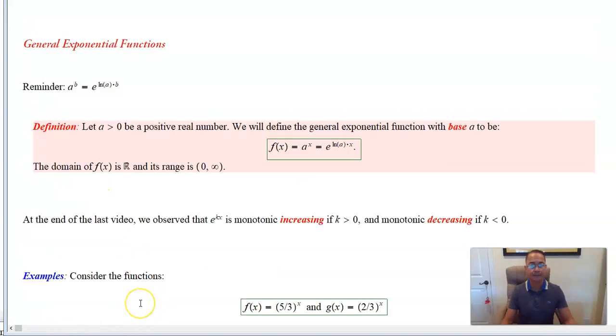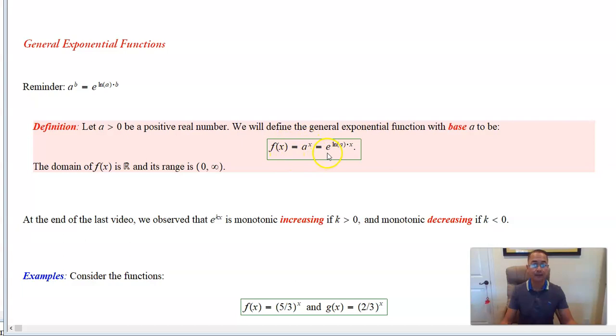Now let's use this idea to construct general exponential functions. We said that a to the b is defined to be e to the power ln of a times b. Whether or not b is rational or irrational, it doesn't matter anymore. But we will fix our base a to be a positive real number because we will need its ln. We will define the general exponential function with base a to be notated as a to the x.